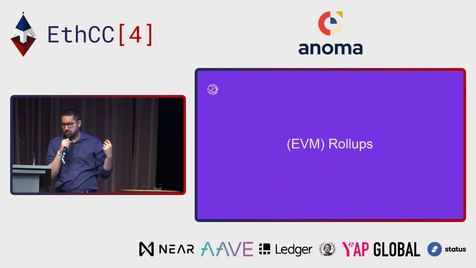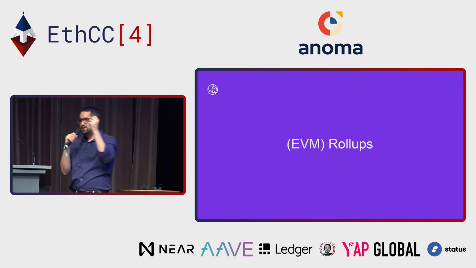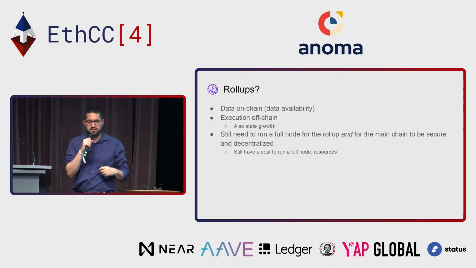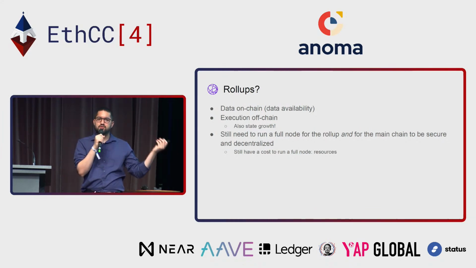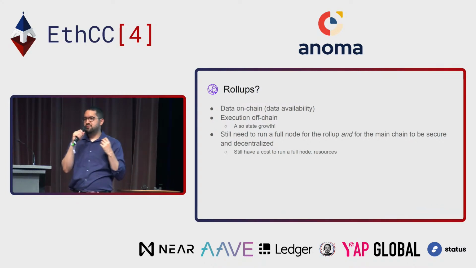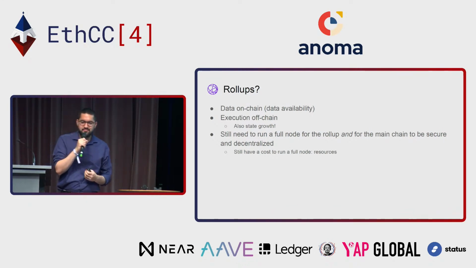Okay. So let's now cover EVM rollups. Let's take the EVM, go Ethereum, and put it into a rollup, and see how this prices resources. A rollup posts data on chain for data availability. It does the execution off chain, and all the state growth and stuff that we've been complaining about on Ethereum is moved off chain. Well, that's pretty good, right?